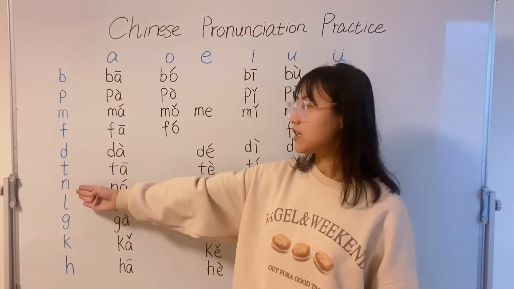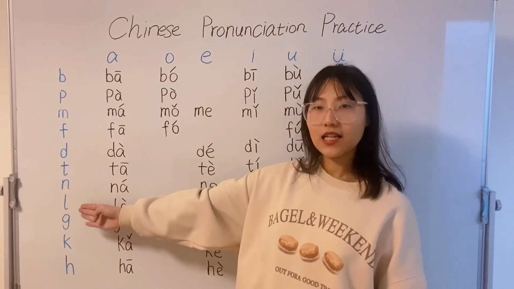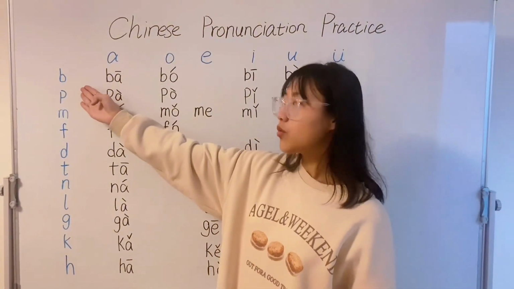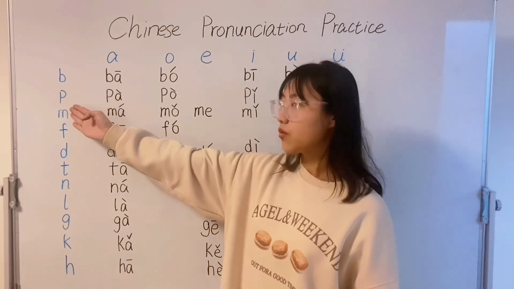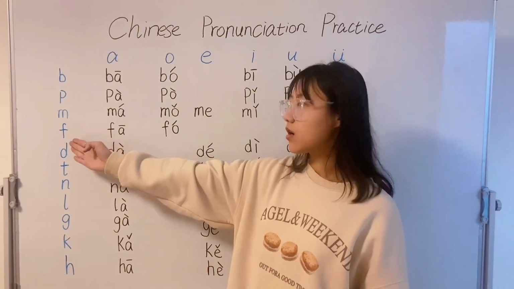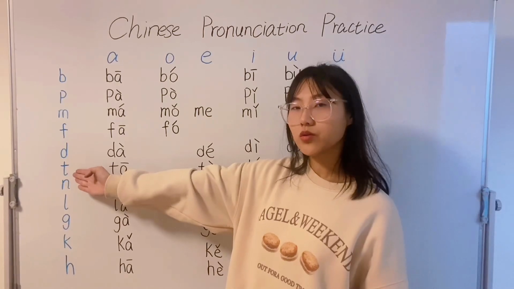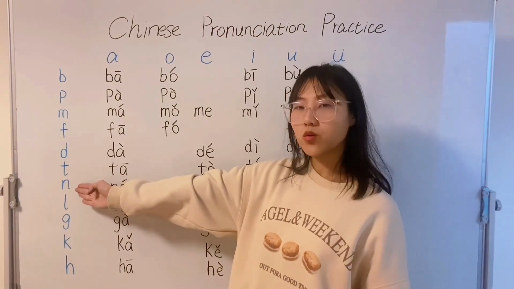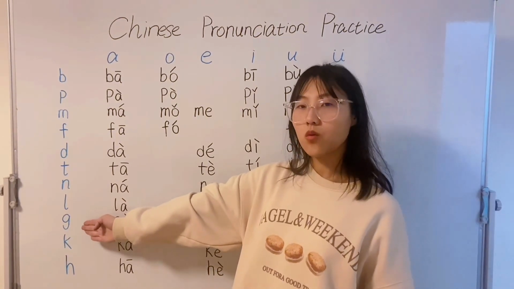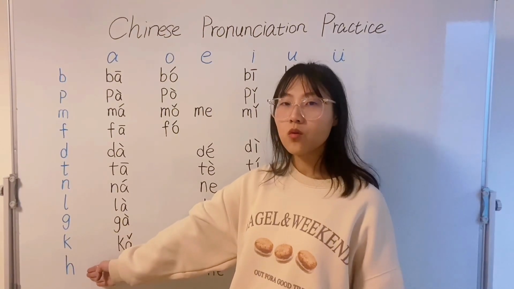ti, ne, i, ni, le, i, li. The fifth one, u, bo, u, bu, po, u, pu, mo, u, mu, fo, u, fu, de, u, du, te, u, tu, ne, u, nu, le, u, lu, ge, u, gu, ke, u, ku, he, u, hu.